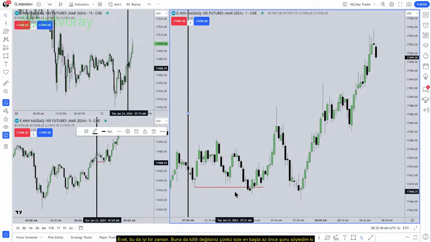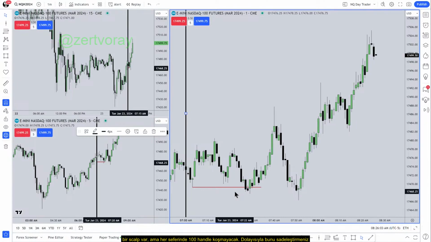You're not locked into that because I just told you at the beginning that every single hour you can scalp. Every single 15 minutes, there's a scalp. Every quarter part of 1 hour, there's a scalp. But it isn't going to run 100 handles all the time. So you have to strip it down.